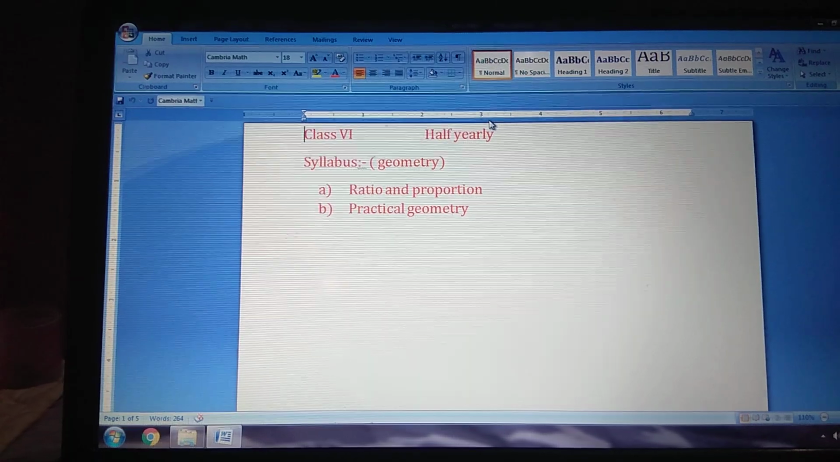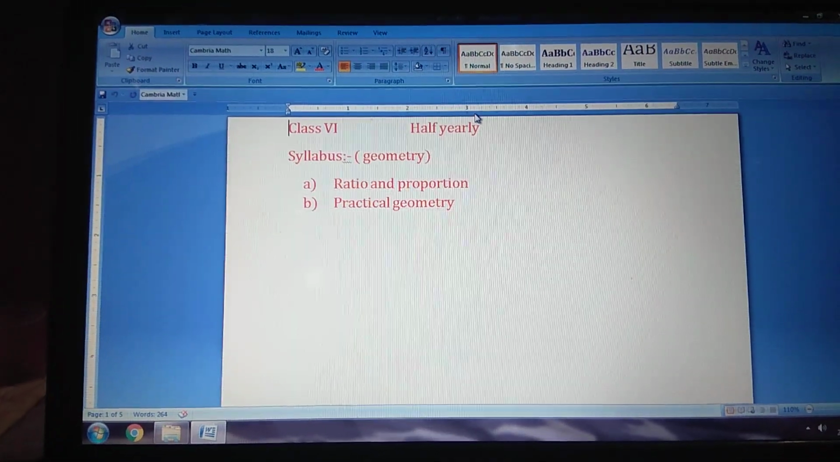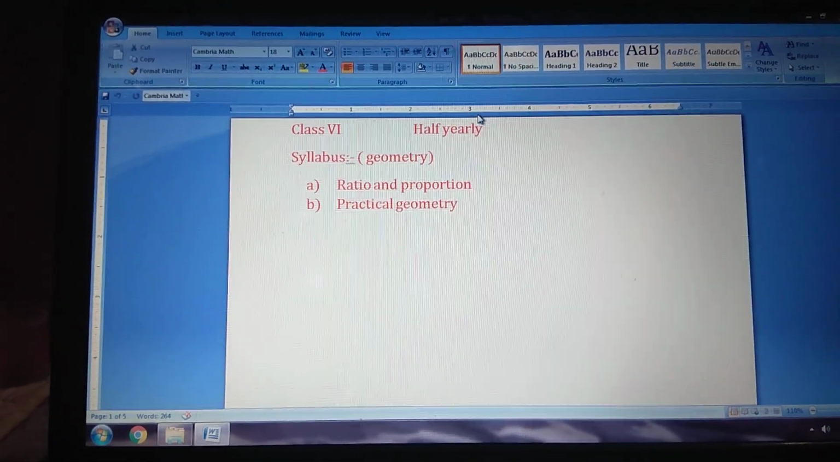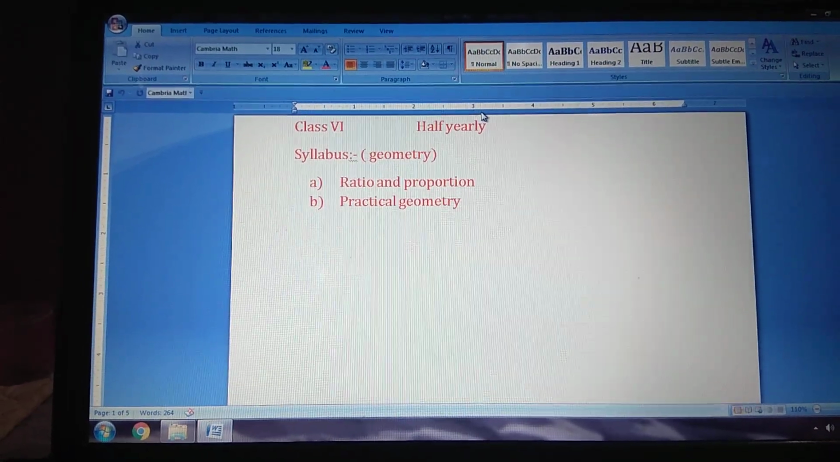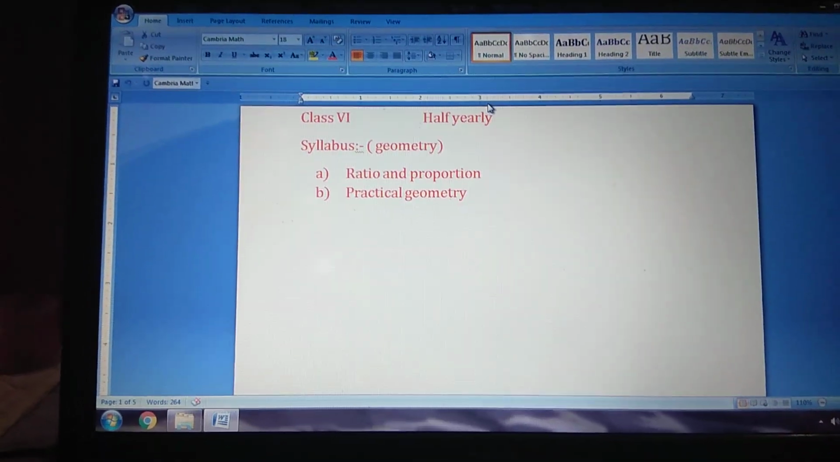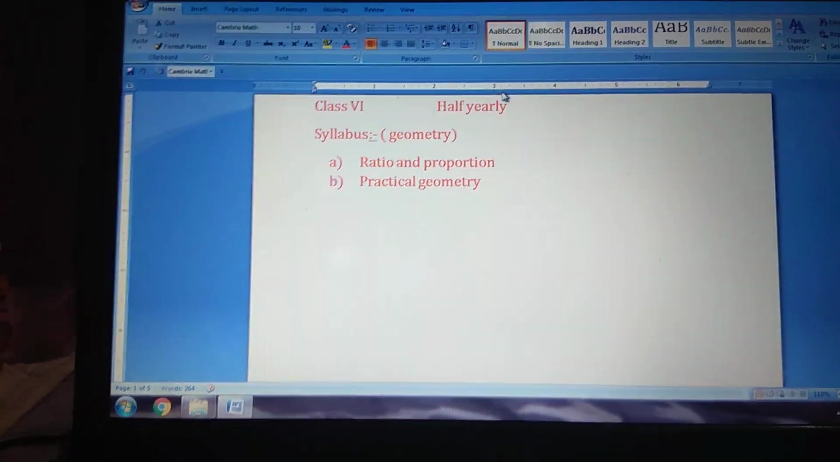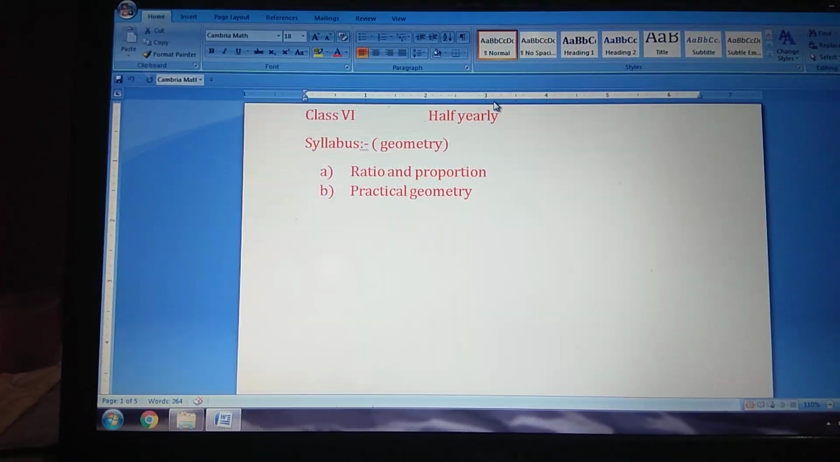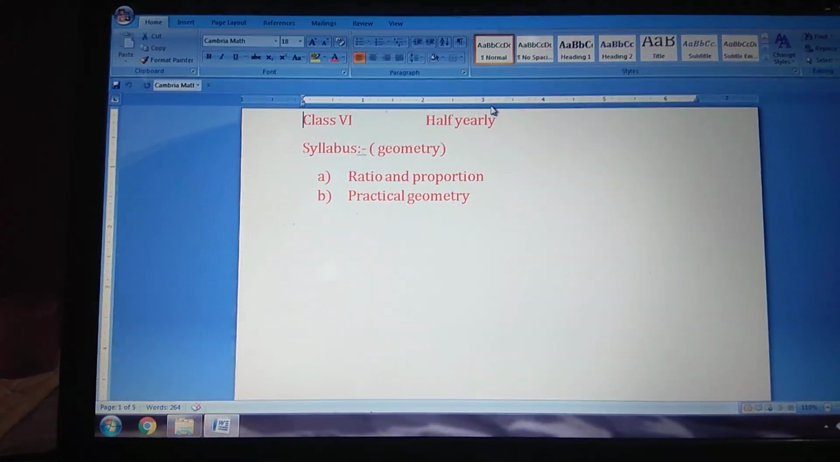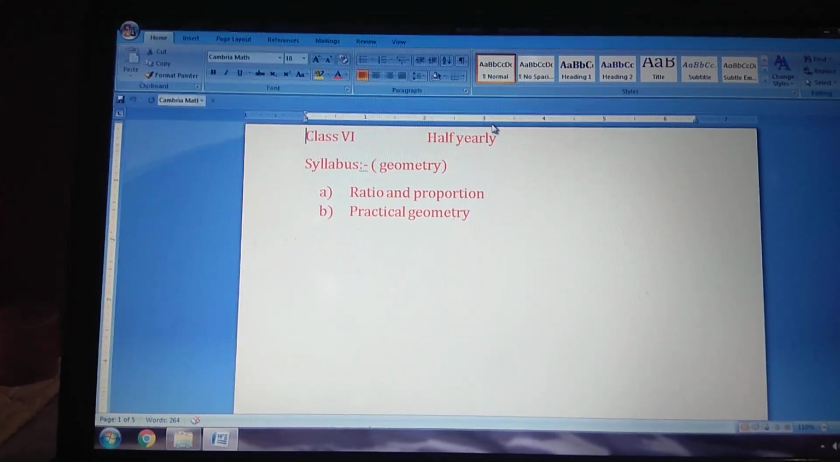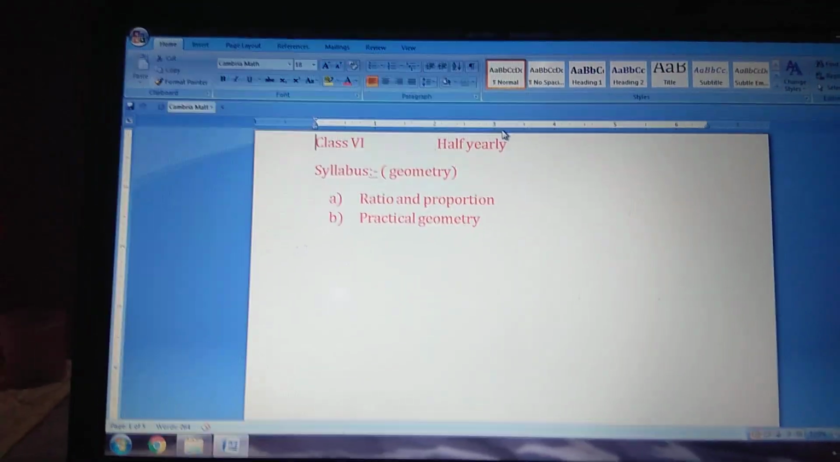Before going to the half-yearly syllabus, I want to tell the students that if your periodic test 1 syllabus is not over, first go through that, complete it, prepare yourself for the periodic test 1 exam, and only then go for half-yearly. Okay? Now, let us have a look at the syllabus first.